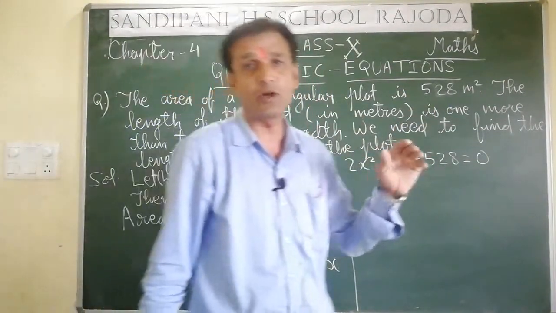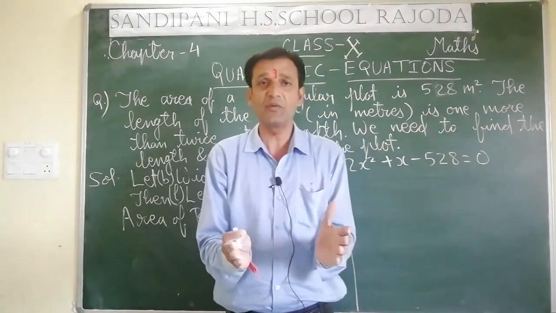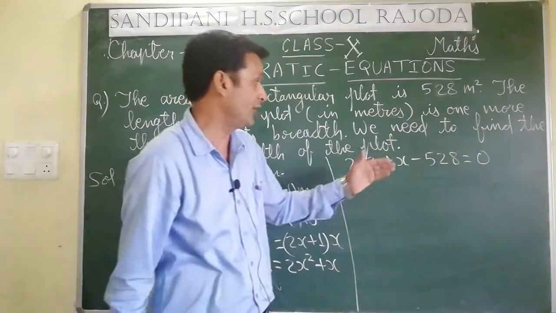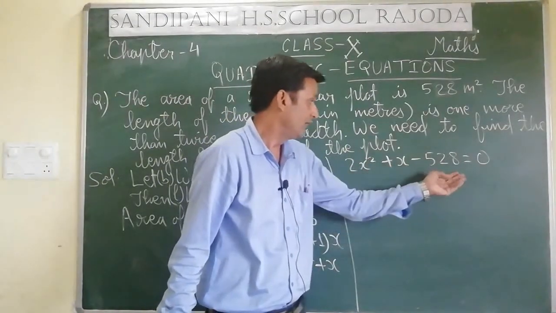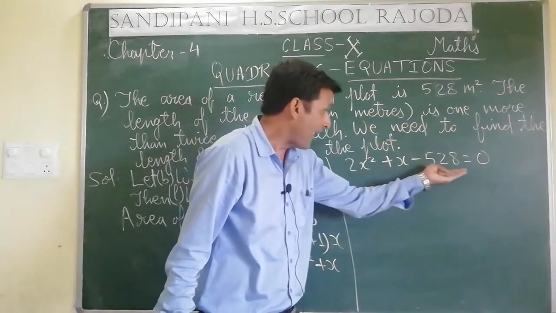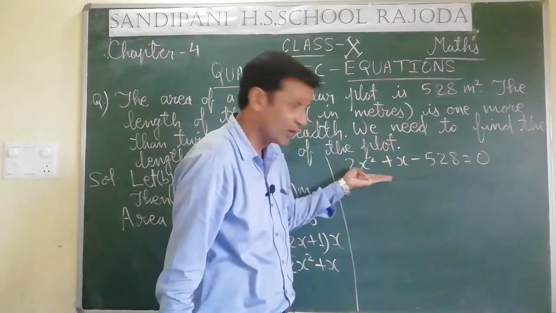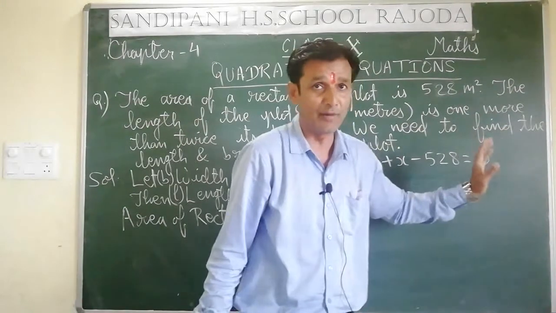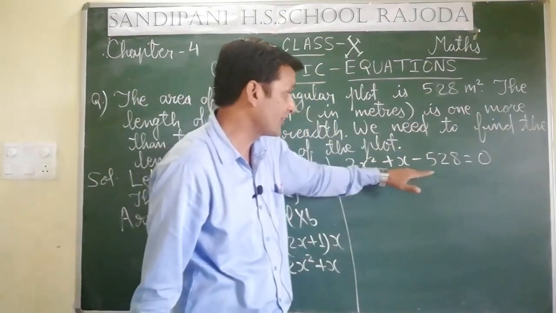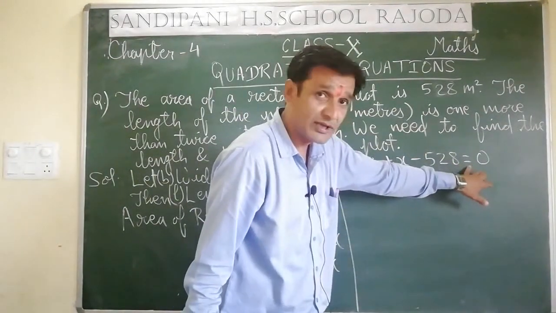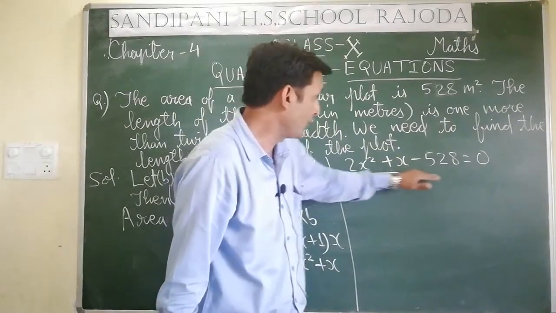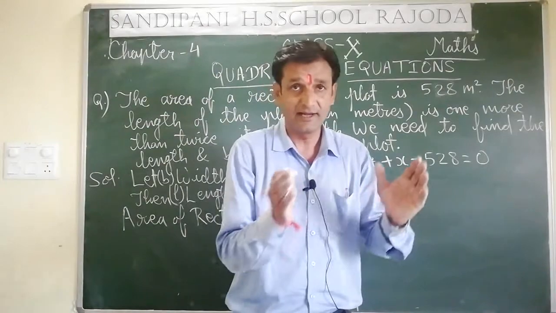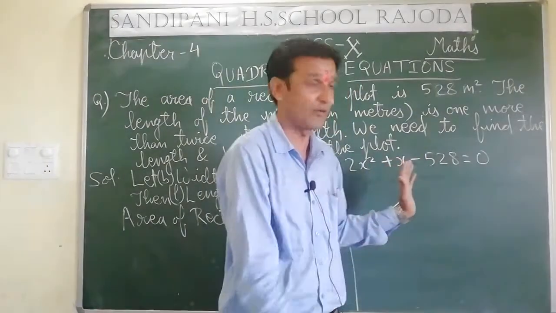Let me tell you one more thing, what is the difference between a polynomial and an equation. In a polynomial, we write only this part. The equal to sign is not there in a polynomial. But in the case of a quadratic equation, the equal to sign is also there with the polynomial, and LHS and RHS both exist, means it is a quadratic equation.